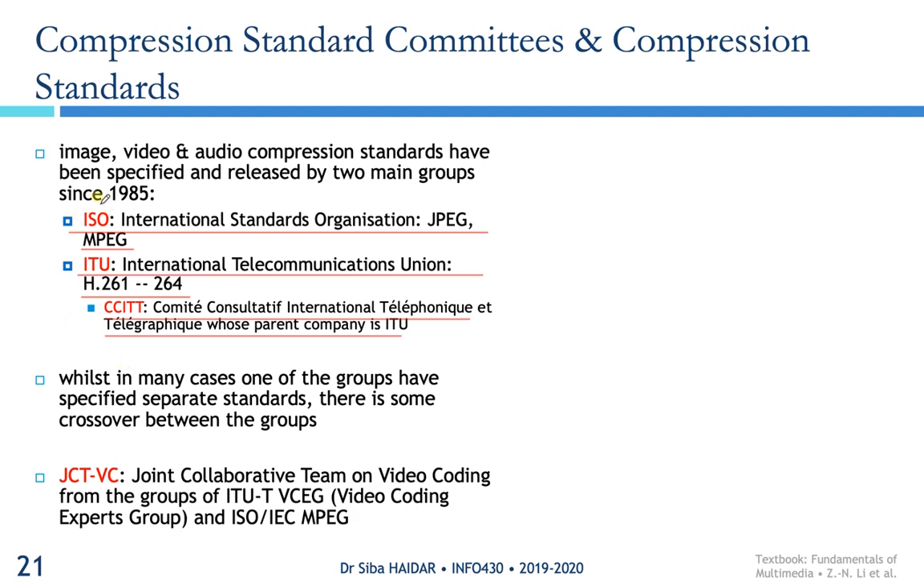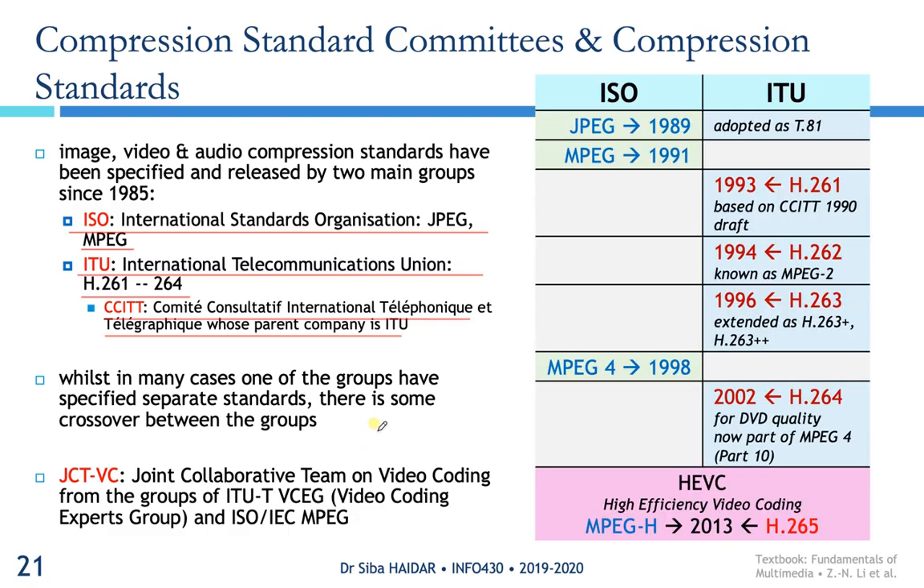They said, why do we work each one alone? Let us do the standard together. So this is a timeline table that shows you how they evolved together. So first, the ISO, as we have studied in the previous chapter, released the JPEG standard in 1989.